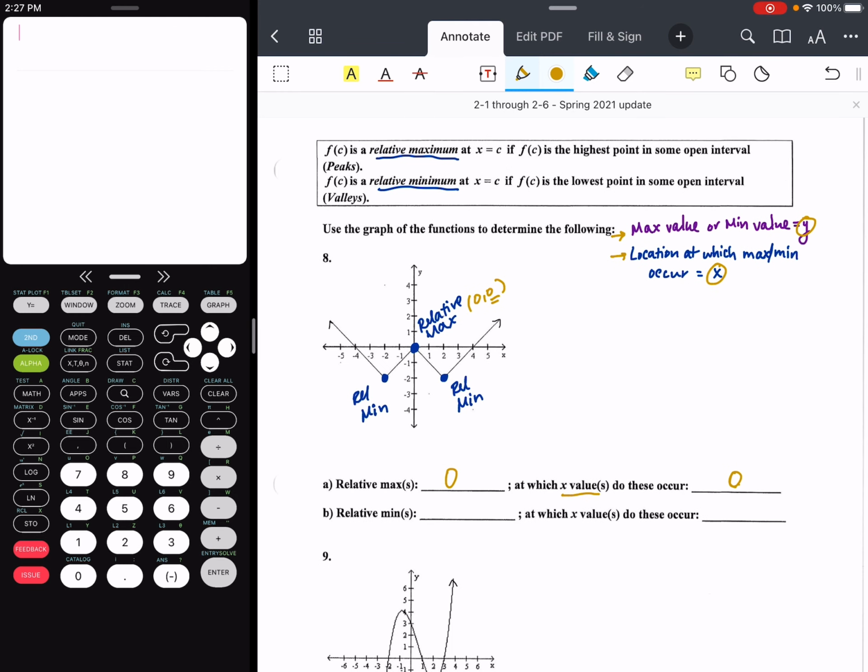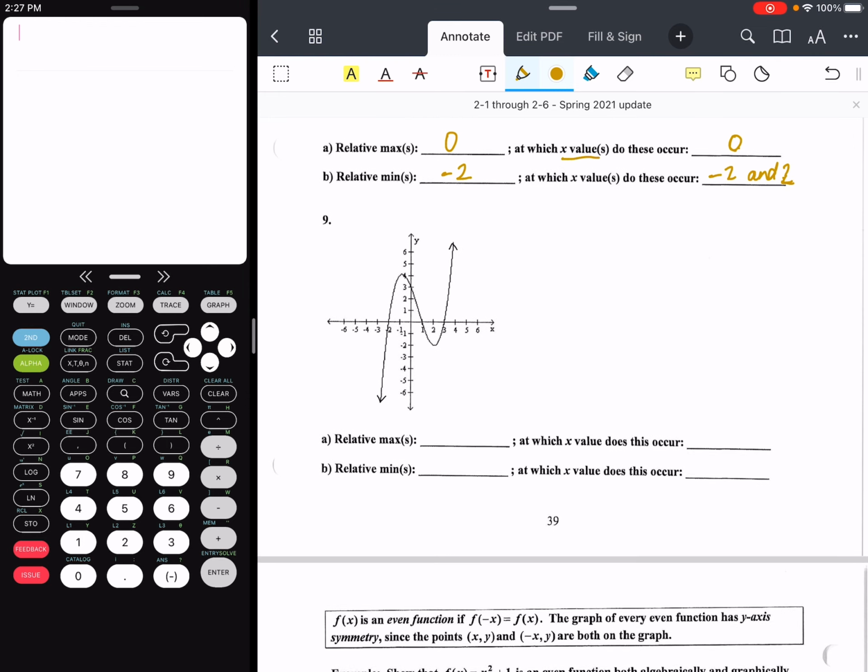All right, for the relative min, or in this case mins, there are 2 relative minima. The relative minimum value of the function, we've got (-2, -2) and we've got (2, -2). So when it's asking for the relative minimum value, that's this matching y value of -2. So y equals -2. At which x values do these minimum values of the function occur? They occur at -2 and +2. So those are my 2 x values. Okay.